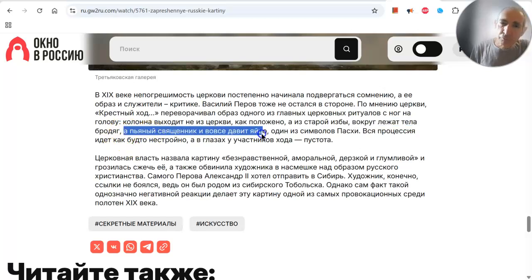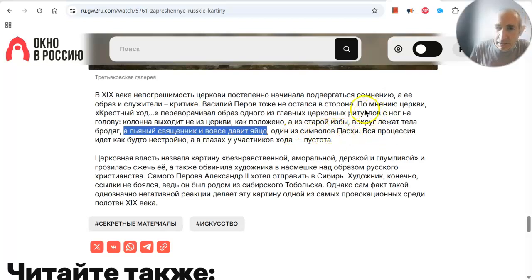А пьяный священник и вовсе давит яйцо. Священник means priest. Пьяный means drunk. И вовсе, in this case, it means even. In other contexts, that would be a little bit different. That would be completely. But here it means even. Давит means crushing, like pressing, but in this case it means crushing. So, а пьяный священник и вовсе давит яйцо. And the drunk priest even crushing the egg. Один из символов Пасхи, one of the symbols of Pascha.